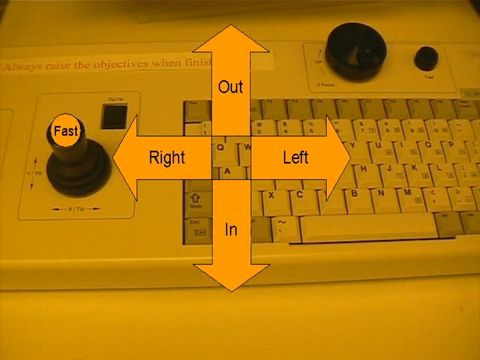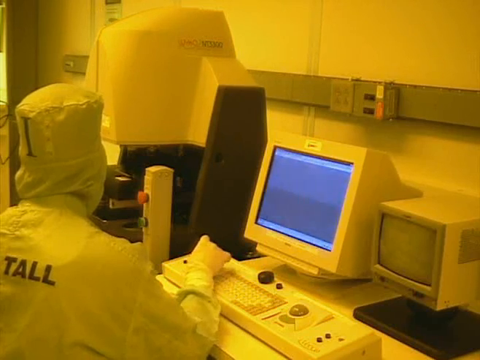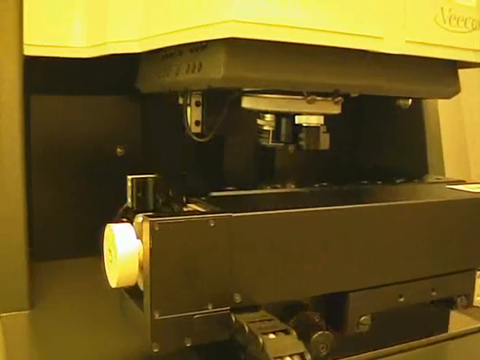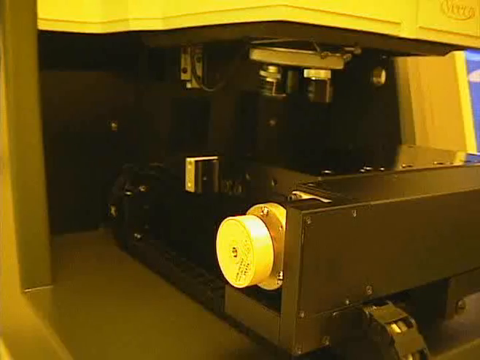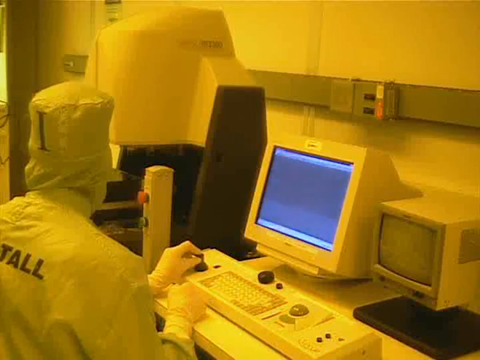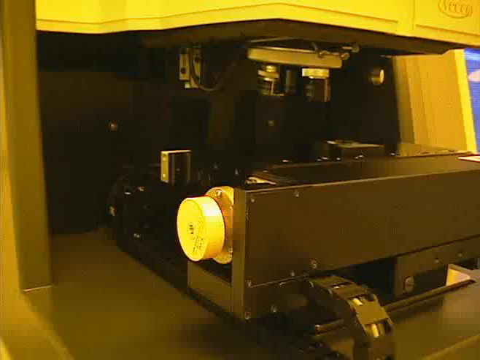The button on top of the joystick moves the stage fast for coarse adjustment. Tilting the joystick without pressing the button gives fine adjustment. We load a sample by pressing up on the joystick in order to bring the stage out. We place the sample on the stage, then move the stage in by pressing down on the joystick.